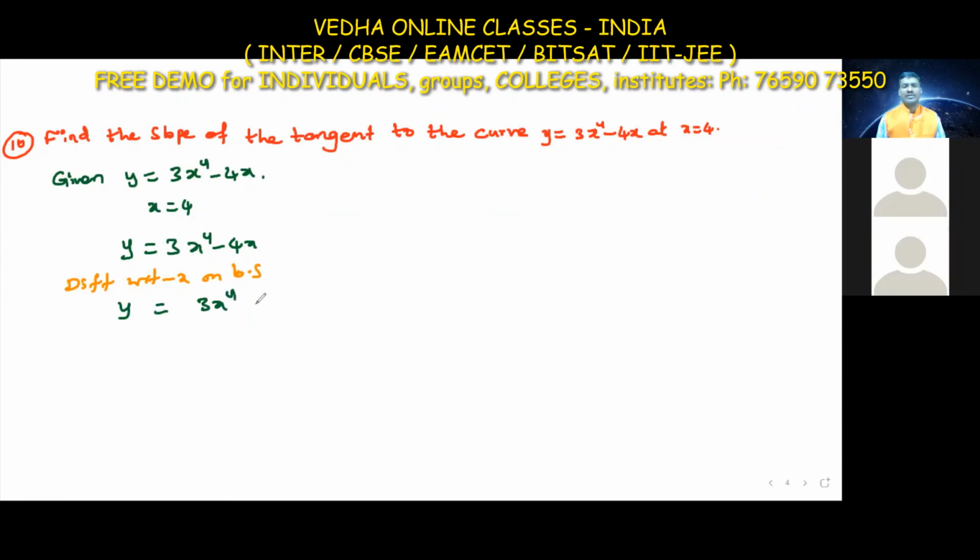3x power 4 minus 4x. This is the given function. I am writing the derivative for the first term and for the second term. Whenever we have plus and minus, we can separate the derivative. So for 3x power 4, I write dy by dx, and for 4x also.